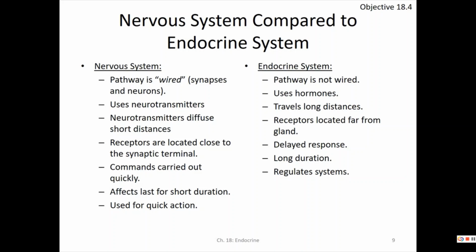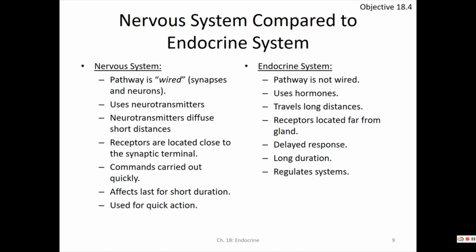So receptors are close in the nervous system. Receptors are far away in the endocrine system. And that means hormones travel long distances. Now, the nervous system has very fast, quick commands, like jumping out of the way of a speeding bus, whereas the endocrine system has a very delayed response and takes a long time to happen. That means if you need to carry something out quickly, it's the nervous system, because it does things quick, and it has a very short-lasting effect. But the endocrine system has a long-lasting effect.